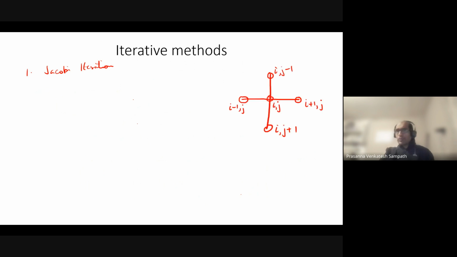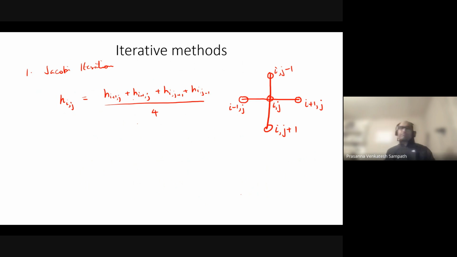Remember what we are trying to do. This is our 5-point stencil: I comma j, I plus 1 comma j, I minus 1 comma j, and then I comma j minus 1 and I comma j plus 1. These are our 5 points. So I'm going to write this equation, the Jacobi iterative method. Very simple. What it does is it says h of I comma j will be equal to h of I plus 1 comma j, I minus 1 comma j, I comma j plus 1, and I comma j minus 1, the whole thing divided by 4.